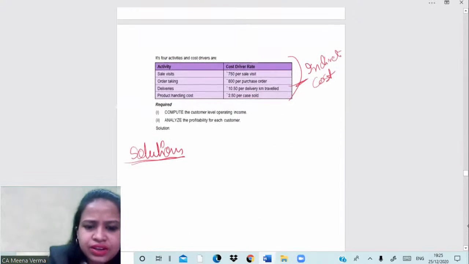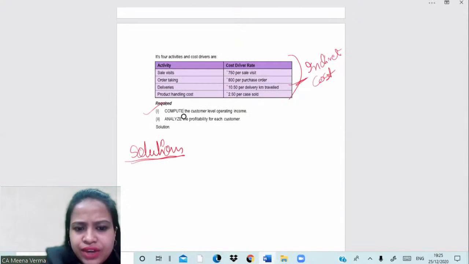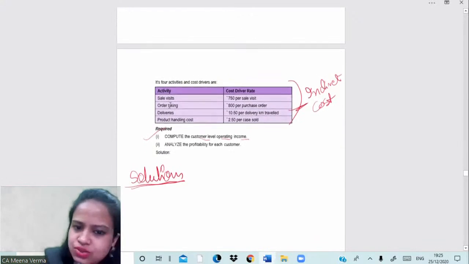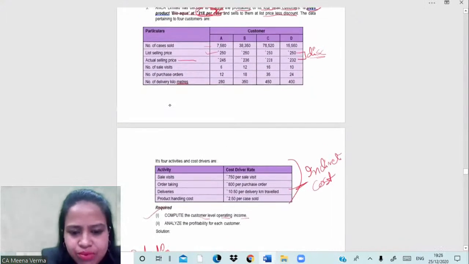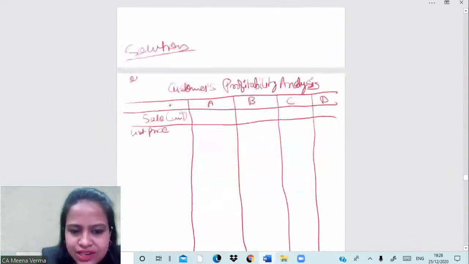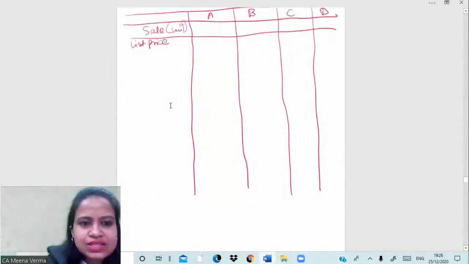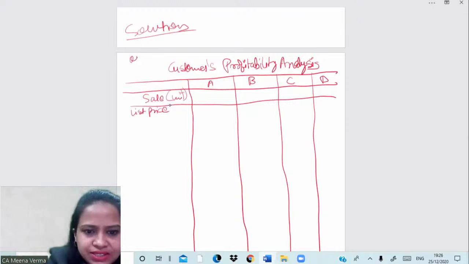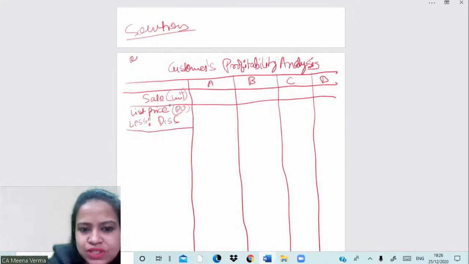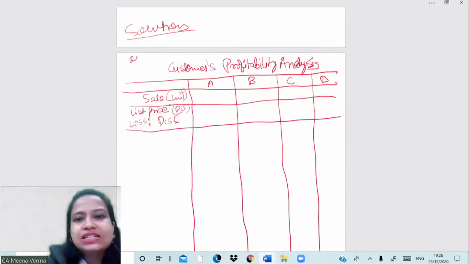Now, in the first part, you have to compute the customer level operating income, so you just have to calculate the profitability, the profit of each customer. What will you do? First, consider the list price per unit, per case. Then the discount. Why discount? Because the list price is different, but the actual selling price is different. So the difference is the discount. Then the actual selling price.